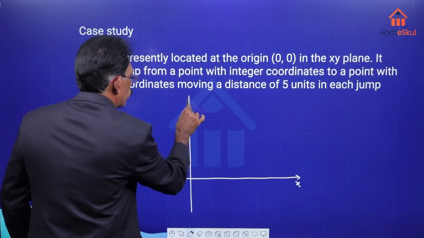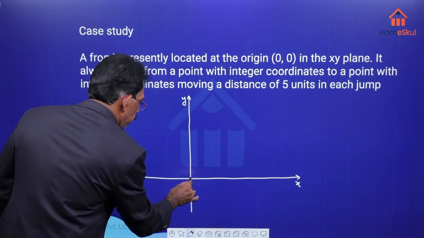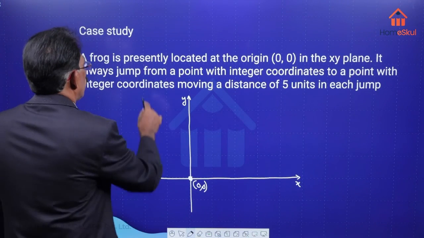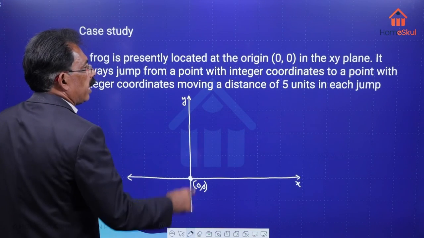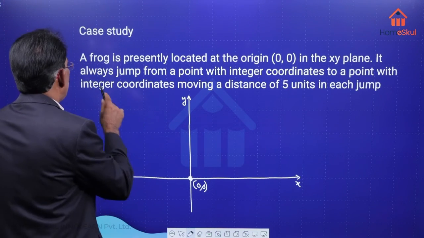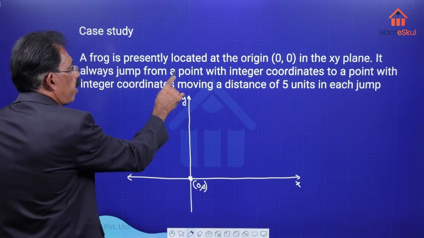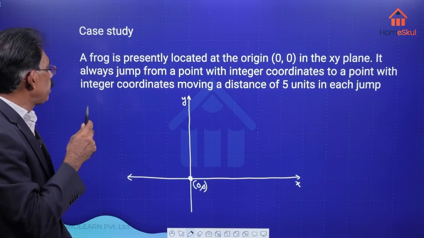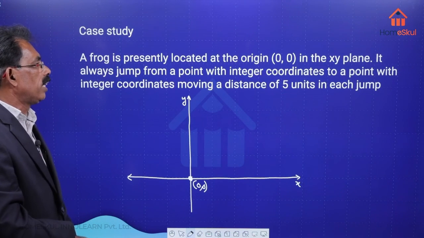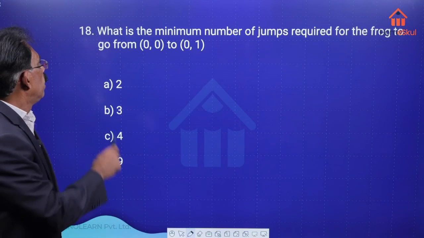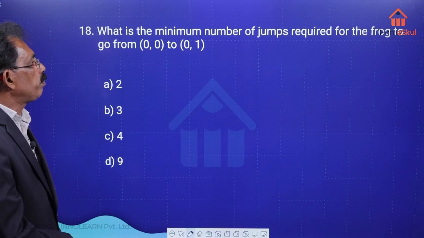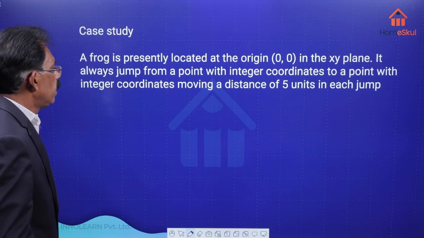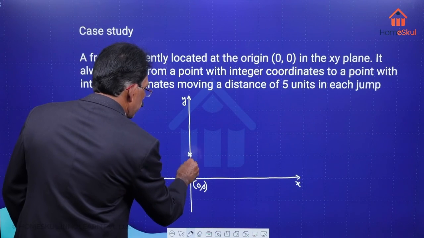This is the x-axis and y-axis. The frog's position is 0, 0 here, presently located at the origin in the xy plane. It always jumps from a point with integer coordinates to a point with integer coordinates, moving a distance of 5 units in each jump. The question is: what is the minimum number of jumps required for the frog to go from 0, 0 to 0, 1? 0, 1 is here.